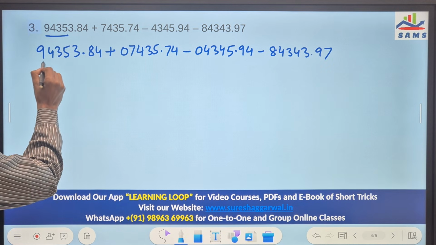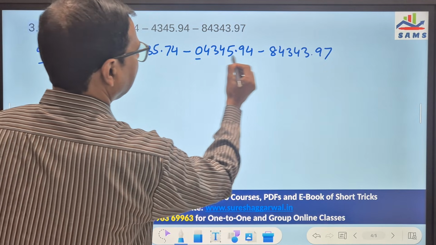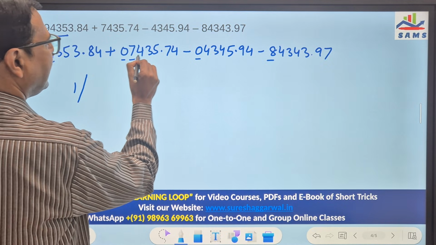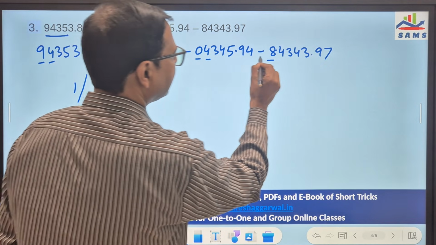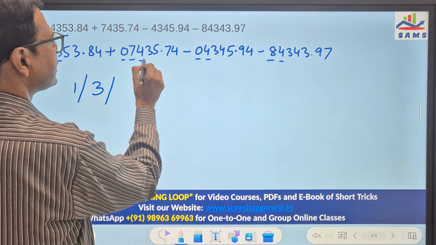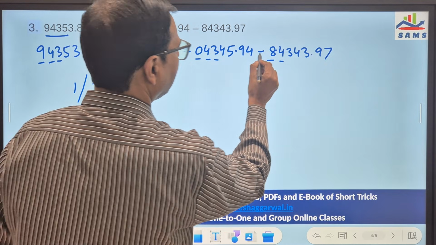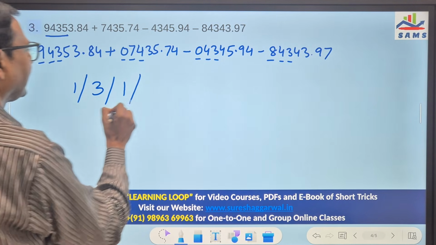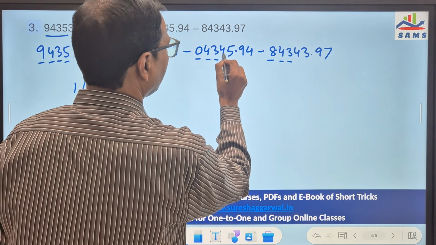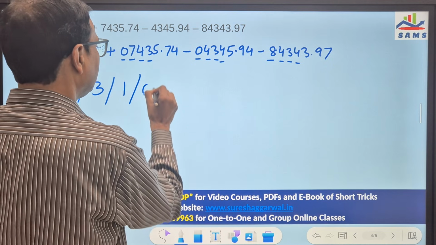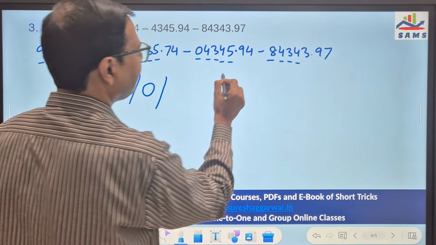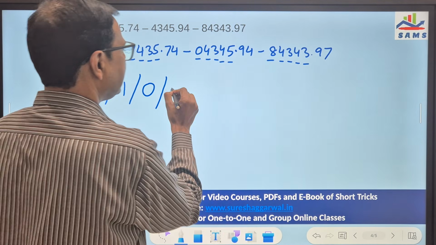So let's start. 9, 9 minus 8 is 1. 4 plus 7, 11. 11 minus 4, 7. 7 minus 4, 3. Next, 3 plus 4, 7. 7 minus 3, 4. 4 minus 3, 1. Next, 5 plus 3, 8. 8 minus 4, 4. 4 minus 4, 0. Next, 3 plus 5, 8. 8 minus 5, 3. 3 minus 3, 0 again.